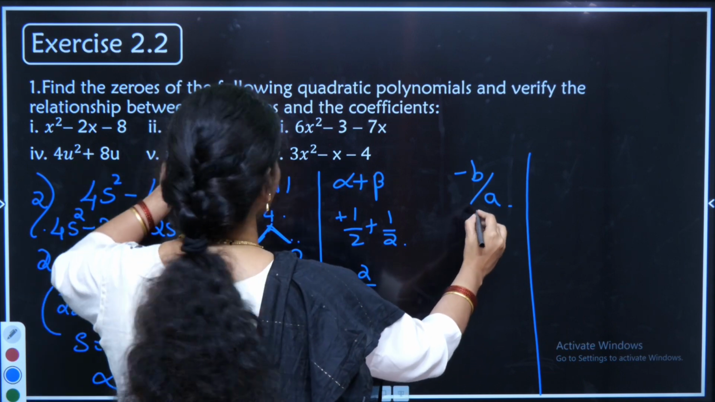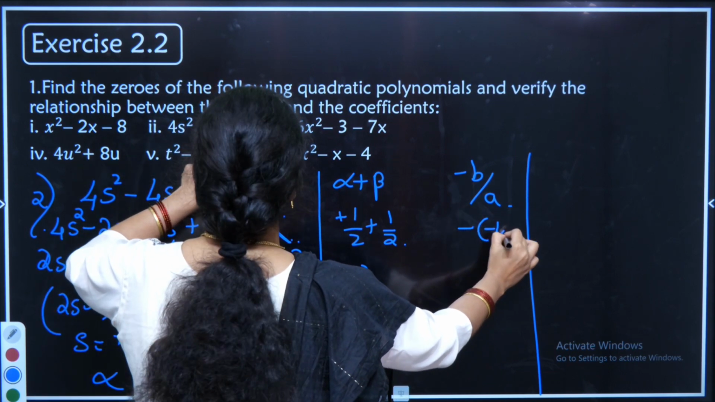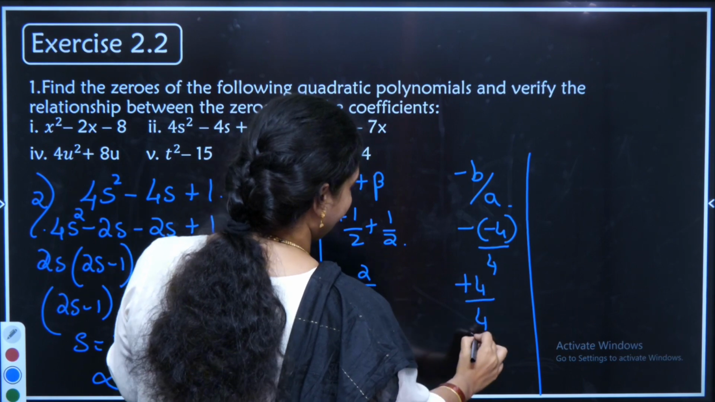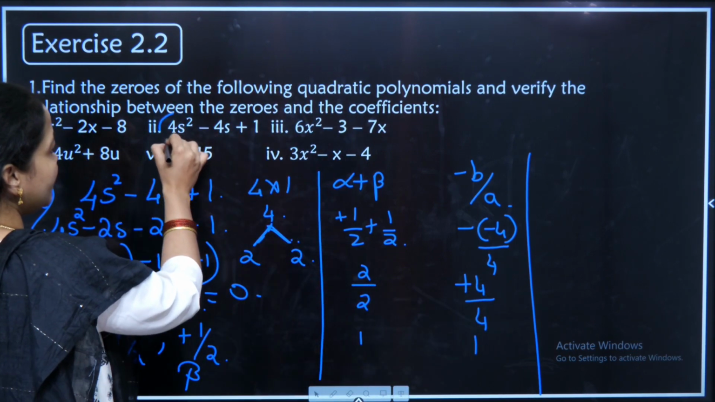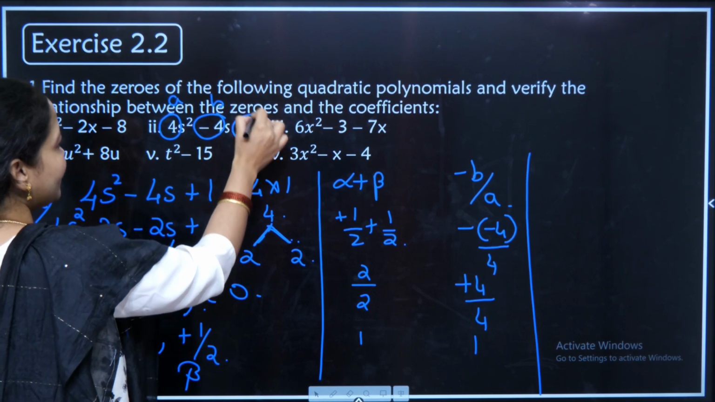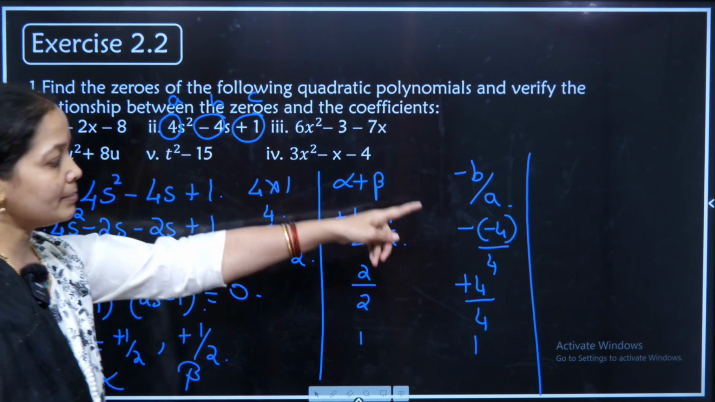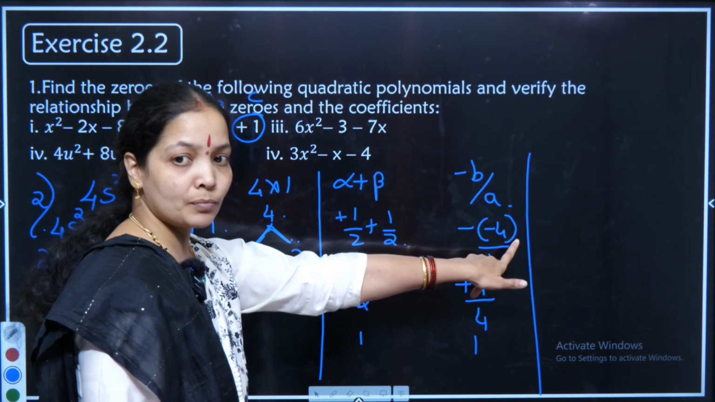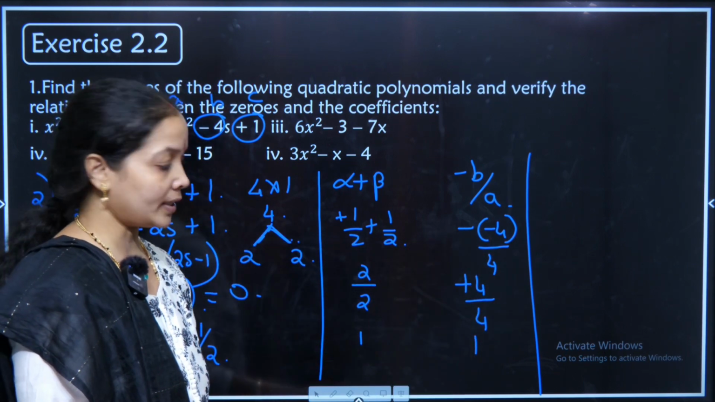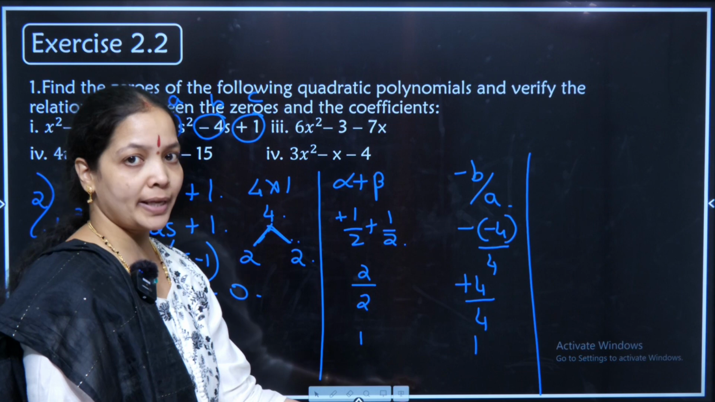From the equation, negative of negative 4 by 4, that is positive 4 by 4, that is 1. And look at this equation. This is my A, this is my B, and this is my C. So minus B by A will give me minus of minus 4x by 4, which is 4x by 4, that is positive 1. Both are equal, hence verified.